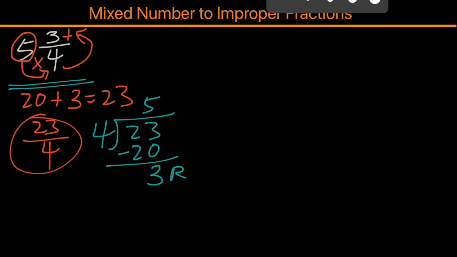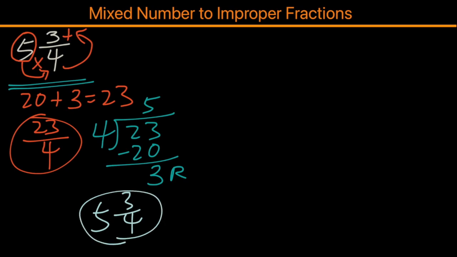So the improper fraction then, so the mixed number would be 5 and 3/4. And that's the same as the original question. This tells us that the improper fraction that we got of 23 over 4 is correct. Now let's try another one.